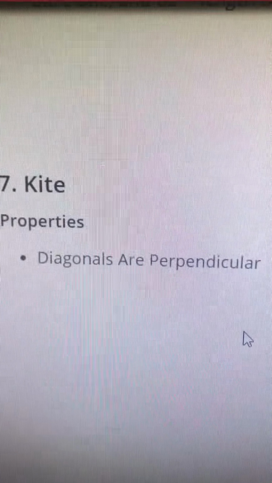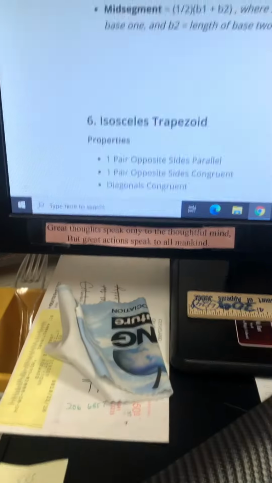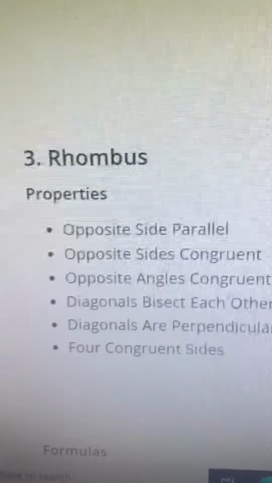Very specific. The kite. We have diagonals are perpendicular. Got to remember that property for a kite. There may be more that you need to write there, but at least you'll have something there. Rhombus. Rhombus, opposite sides parallel, opposite sides congruent, opposite angles congruent, diagonals bisect each other. Diagonals are perpendicular and 4 congruent sides.